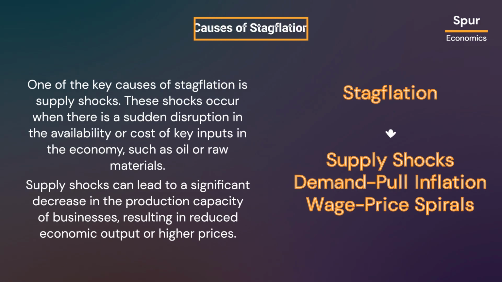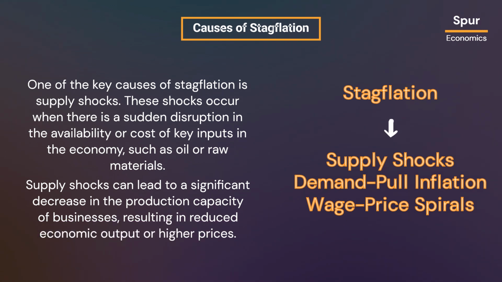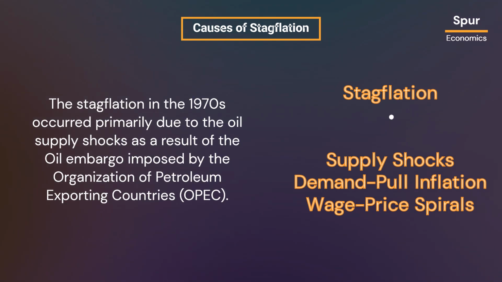One of the key causes of stagflation is supply shocks. These shocks occur when there is a sudden disruption in the availability or cost of key inputs in the economy, such as oil or raw materials. Supply shocks can lead to a significant decrease in the production capacity of businesses, resulting in reduced economic output or higher prices. The stagflation in the 1970s occurred primarily due to the oil supply shocks as a result of the oil embargo imposed by the Organization of Petroleum Exporting Countries or OPEC.